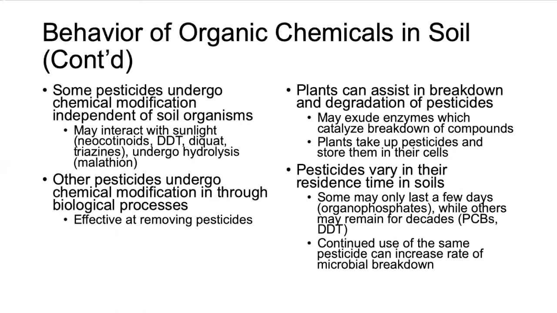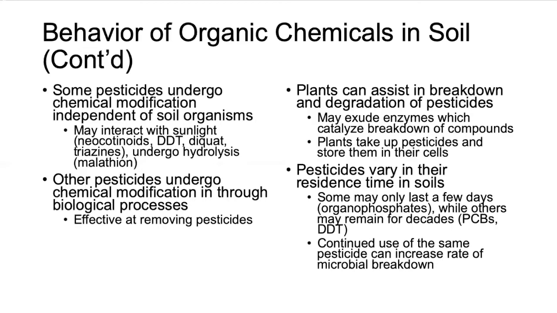So some pesticides can undergo chemical modification independent of soil organisms. They may interact with sunlight, and chemicals which are known to interact with sunlight are things like DDT, diquat and triazines, or they may undergo hydrolysis and interact with the soil water, such as malathion. Now, other pesticides can undergo chemical modification through interaction with the soil biosphere.